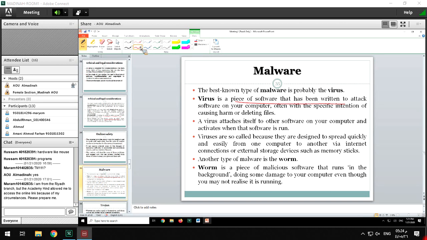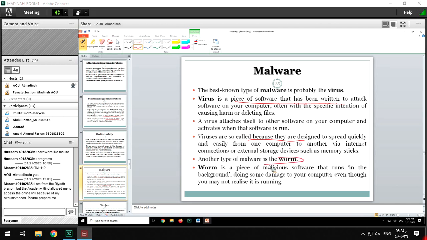A virus attaches itself to other software on your computer and activates when the software is run. So every time, the virus attaches itself to some application software. For example, a virus in Microsoft Office means that the virus is attached to Microsoft Office. Whenever you open any application of Microsoft Office, for example a Word file or a PowerPoint file, the virus is executed. Viruses are designed to spread quickly and easily from one computer to another computer. That's why we call them a virus.